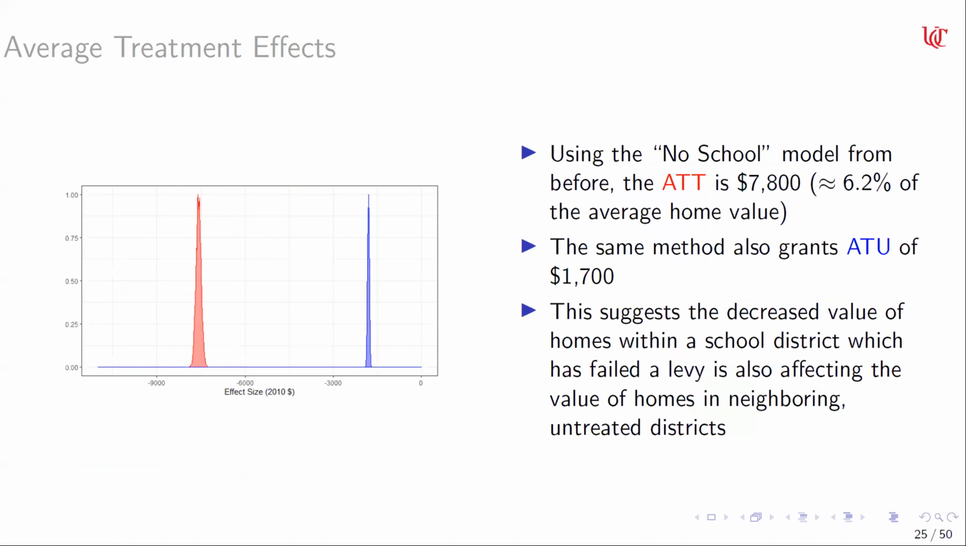If we look at these estimates, we get that the average treatment effect is about $7,800 or 6.2% of the average home value. And we get an average treatment on the untreated of $1,700. So we're just seeing a decreased value in homes in treated communities, which we would expect, but also a decreased value in homes in untreated communities, which may not be as intuitive.